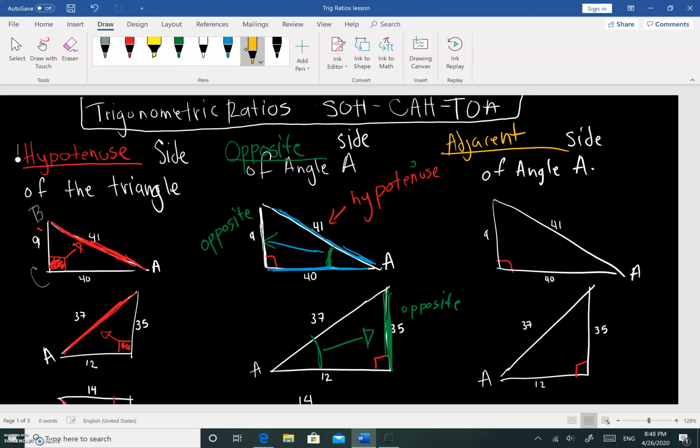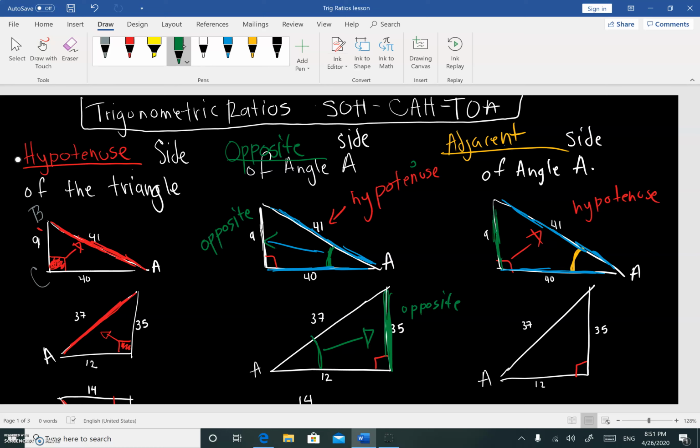So let's go over how we started off with the previous one. We're being asked to find the adjacent side of angle A. Angle A is made up of two different sides, right? It's made up of side 40, and it's also made up of side 41. But remember, side 41 is the hypotenuse. So side 41 cannot be the adjacent. And now side 9, what did we learn that 9 is to angle A? So 9 is actually the opposite side of angle A.